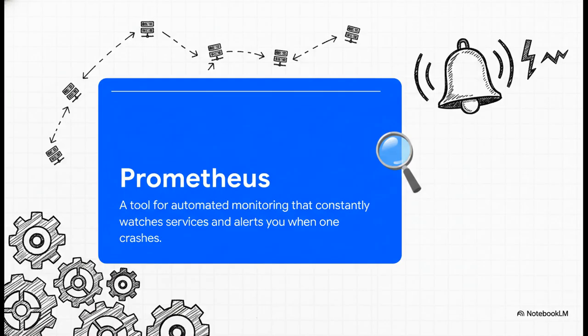So what is it really? Well, at its heart, Prometheus isn't just a fire alarm that goes off after the house is already burning. It's more like a constant security feed. It's always watching, collecting a steady stream of information about your services, ready to tell you the moment something starts to look a little off.